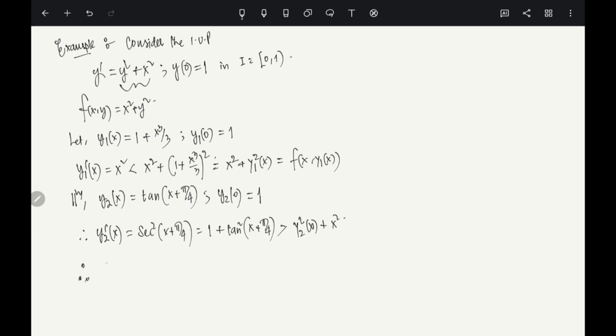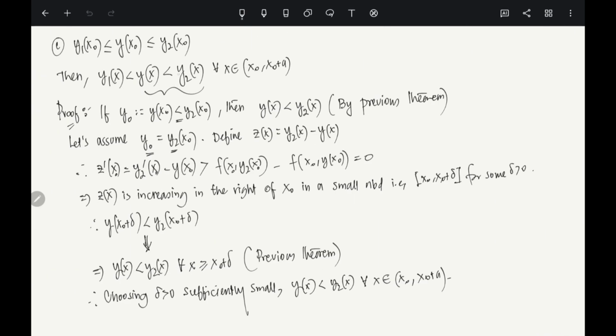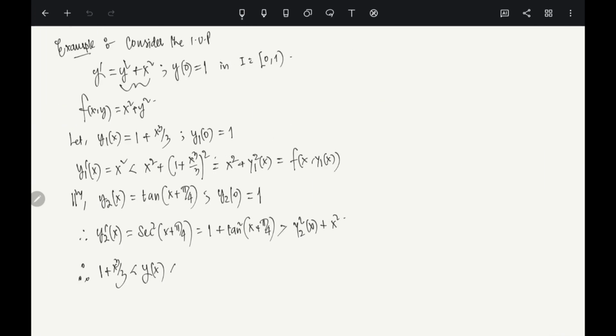Therefore you have that 1 plus x cube by 3 is dominated by y of x. Why? Because of this theorem. In this case y of x dominates y1 and is dominated by y2, so it will be dominated by tan of (x plus pi by 4). This holds for all x between 0 and not till 1 but pi by 4, because I have this tan, so up till tan 90 it will hold. So essentially x lies between 0 and pi by 4. In this interval you can actually get an upper bound and a lower bound.